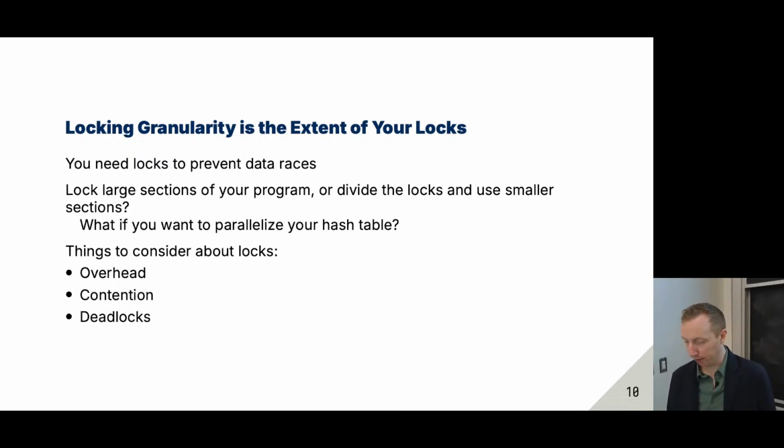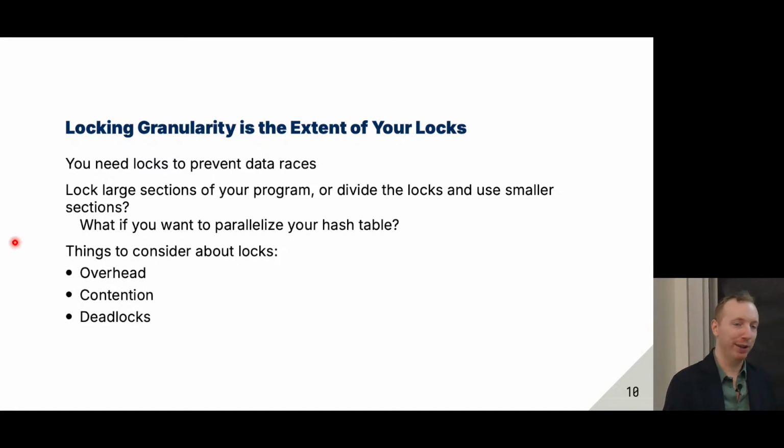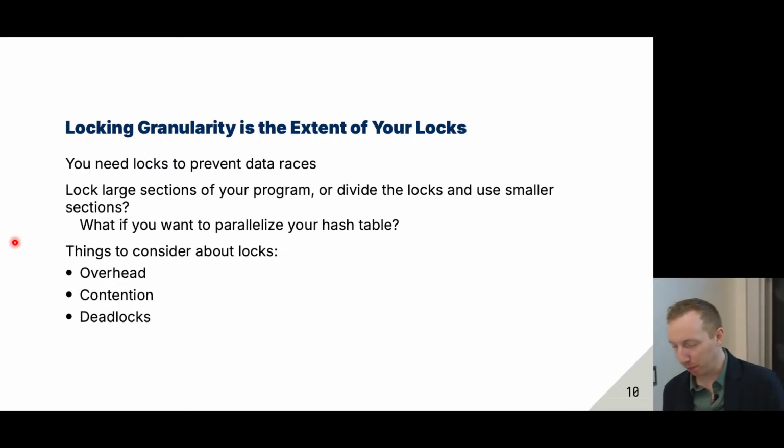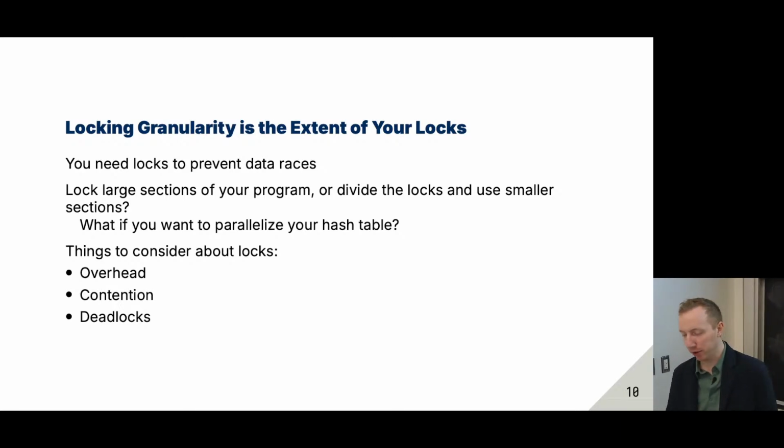For example, if I want to parallelize a hash table, which you will do, should I just lock the whole table so I don't have any data races? Well, it might be slow. Should I do something else? Should I only lock individual elements? Should I think about something better to do? Might be something to consider if we actually care about performance.